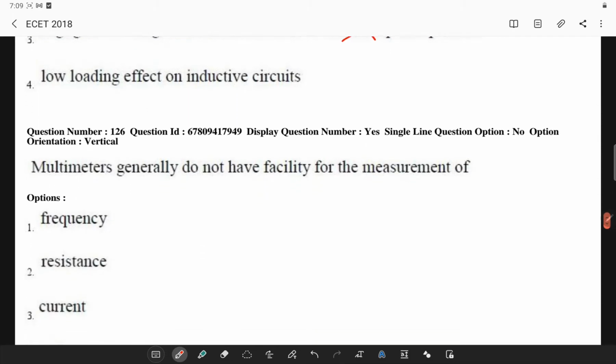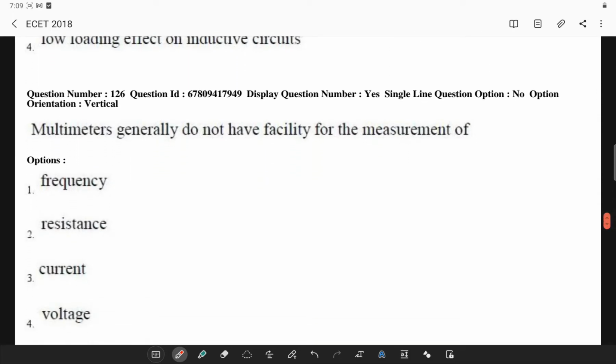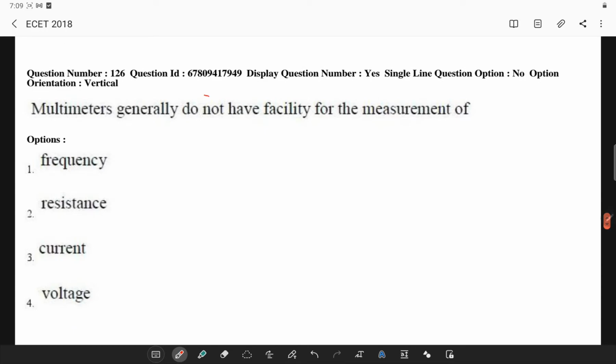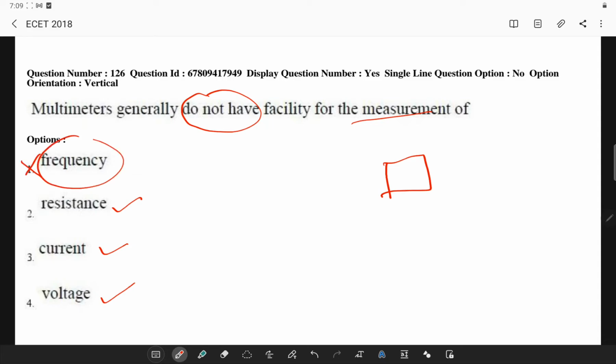The next question is, multimeters generally do not have the facility. If you remember, if you see a multimeter, it has all these three, but it does not have an option to measure frequency.